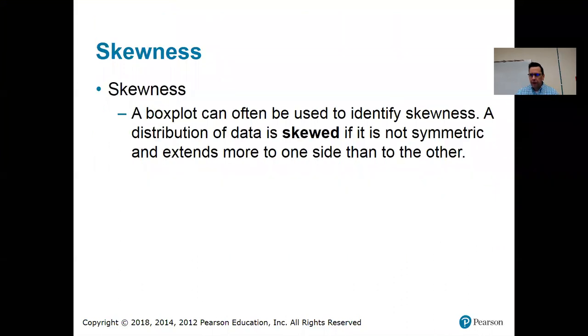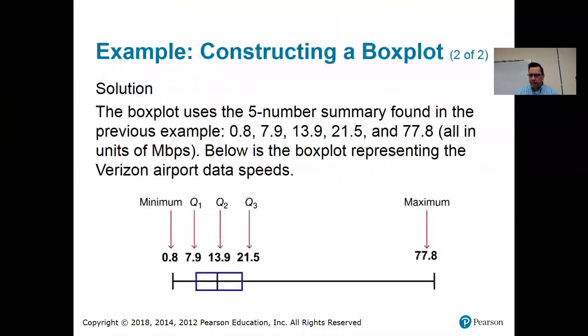So let's go back to the one we just looked at, because this would definitely be an example of a skewed distribution. The bottom quarter of this data only goes from 0.8 to 7.9. So that's a range of less than 10. The top quarter, on the other hand, extends from 21.5 all the way up to 77.8. So this distribution is extremely skewed to the right.